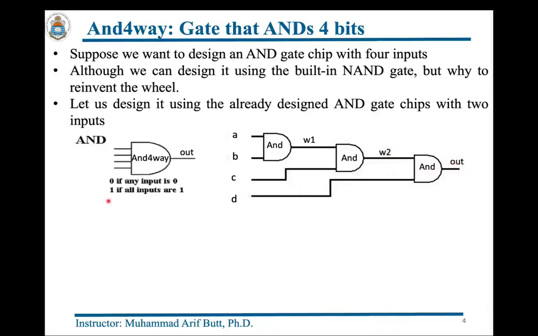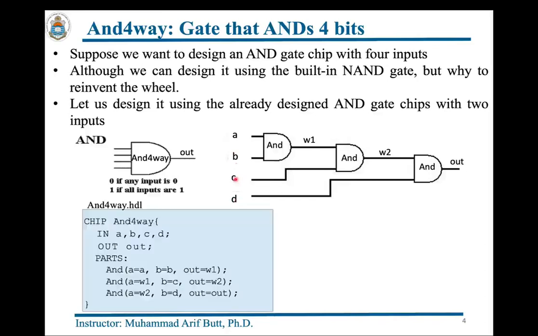And it will, of course, have the same behavior, that is, the output will be 0 if any of the inputs is 0. Or we can say that the output will be 1 if and only if all these inputs are 1. So here is the HDL for this chip. You can see the chip interface having four inputs, A, B, C and D, and a single output.